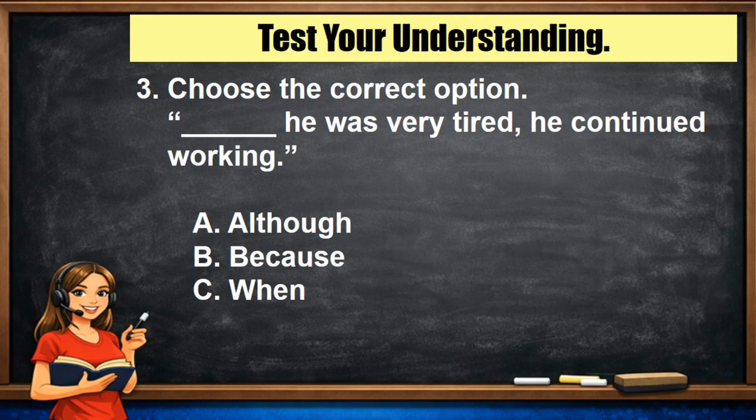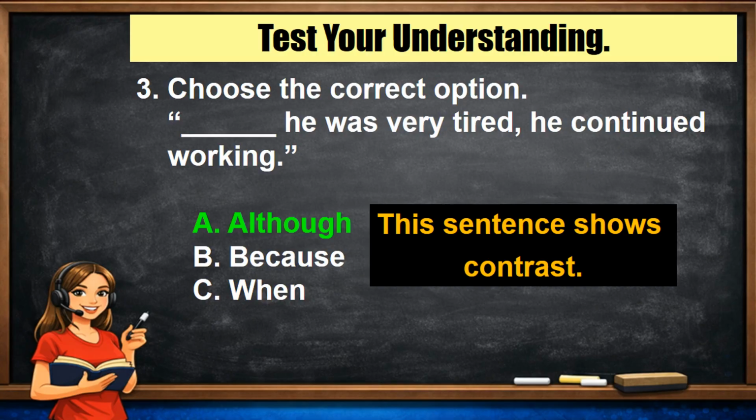Question 3. Choose the correct option. Blank he was very tired, he continued working. A. Although. B. Because. C. When. The correct answer is A. Although. Explanation. This sentence shows contrast. He was tired, but he still continued working. So although is the correct subordinate conjunction.